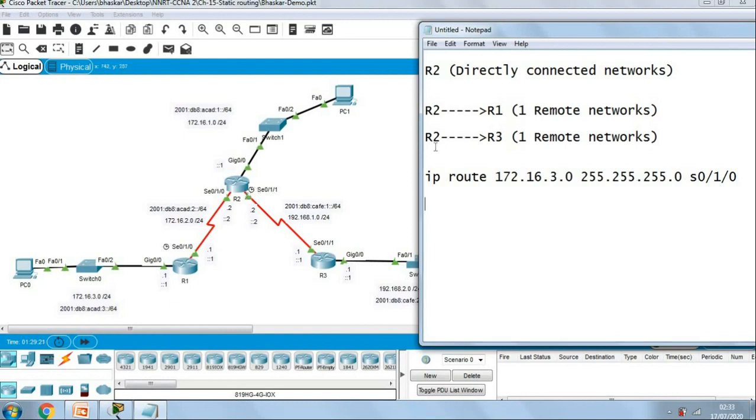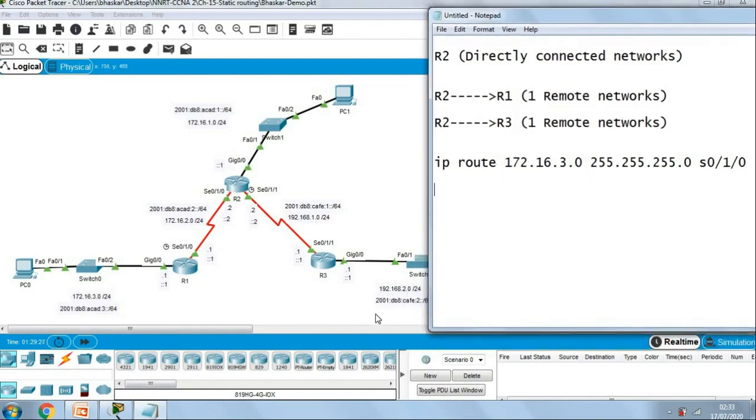Next one is from R2 to R3. From R2 to R3, we also have only one remote network. So this is 192.168.2.0. I'm going to write for this one IP route 192.168.2.0/24 255.255.255.0. What is the exit interface?